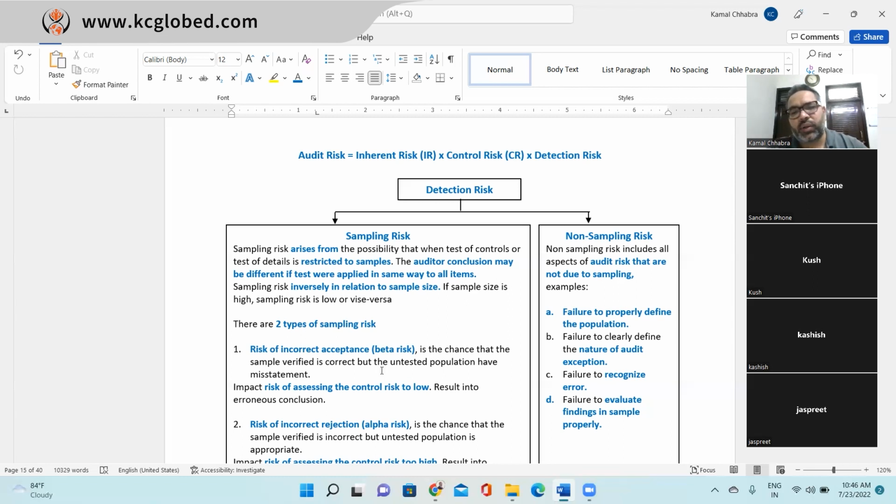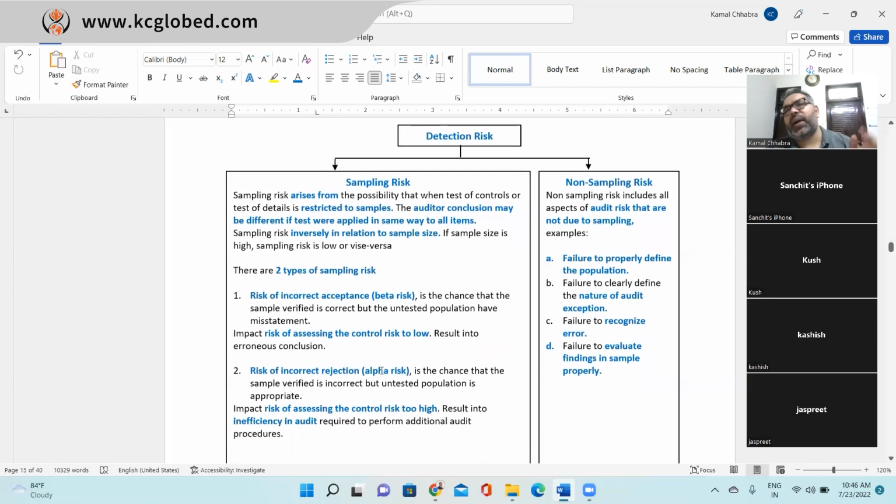Third is failure to recognize the error. That means you have identified an error, but you have not recognized it, maybe on account of negligence or lack of time. It is possible you are under pressure to finish your audit. You have noticed a certain error and thought you could compile all those things later on, but your manager or partner has come and sat on your head for the review, and now you miss that, right? Those things also come under the non-sampling risk.